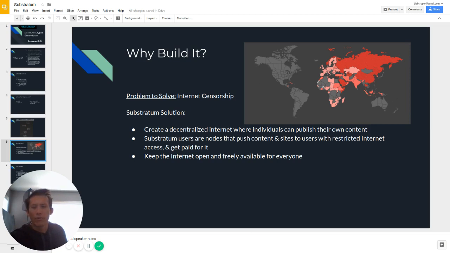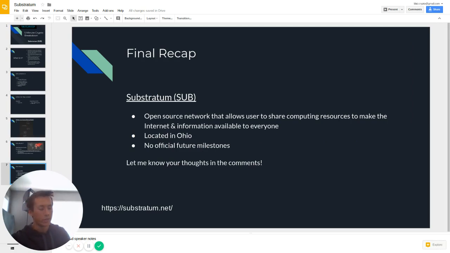I don't think you can go on Facebook in China. Don't quote me on that. But through Substratum, they would be able to do things like that. So it's a great way. Their solution is to just keep the internet open and freely available for everyone, which I think is a great thing that they're trying to do, trying to decrease the government and corporation control of the information flow.